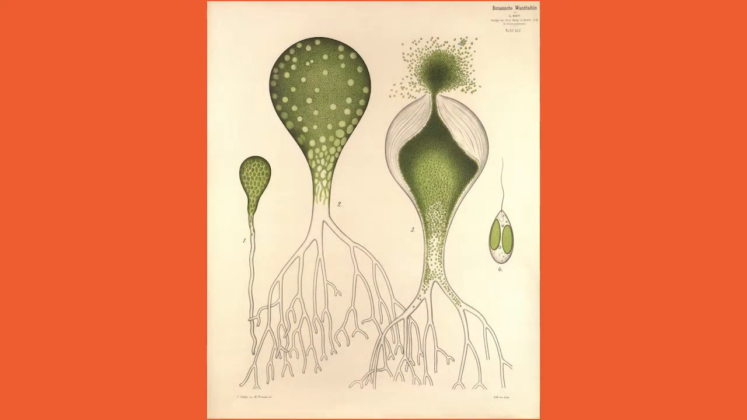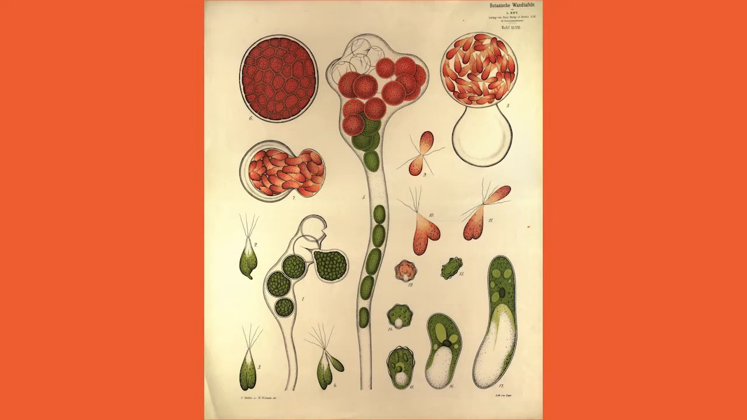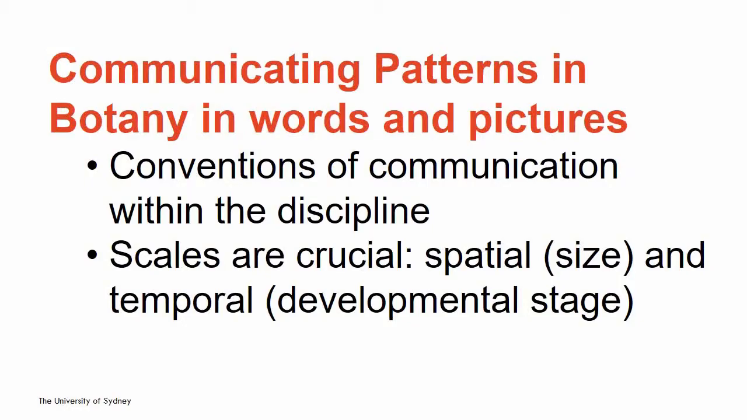So part of my job as an educator in botany is to assist students to be able to recognise the patterns in biology, particularly in botany. So that's what we do. As scientists, we communicate biological patterns in words and in pictures. And we're constrained by the conventions of how we draw things as we are with how we write things. Our descriptions are actually as constrained as our illustrations.